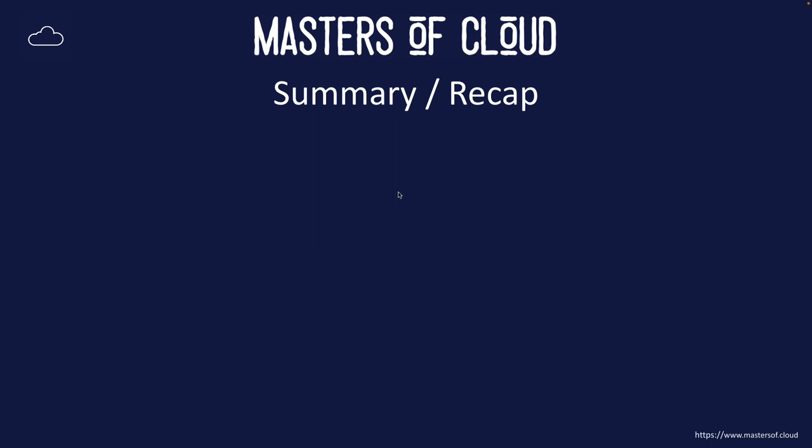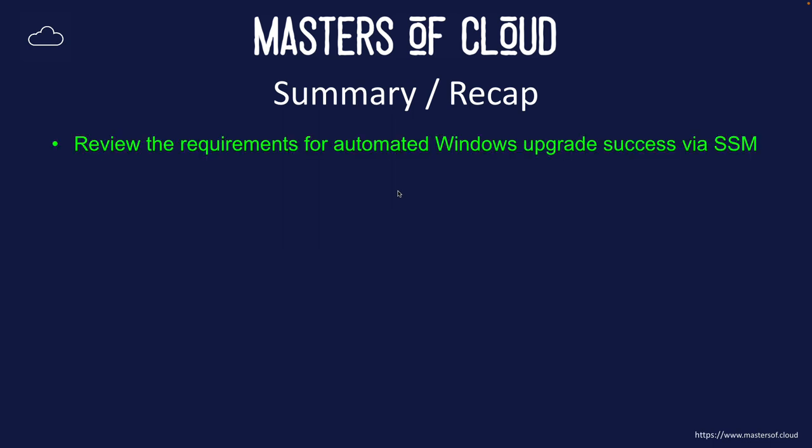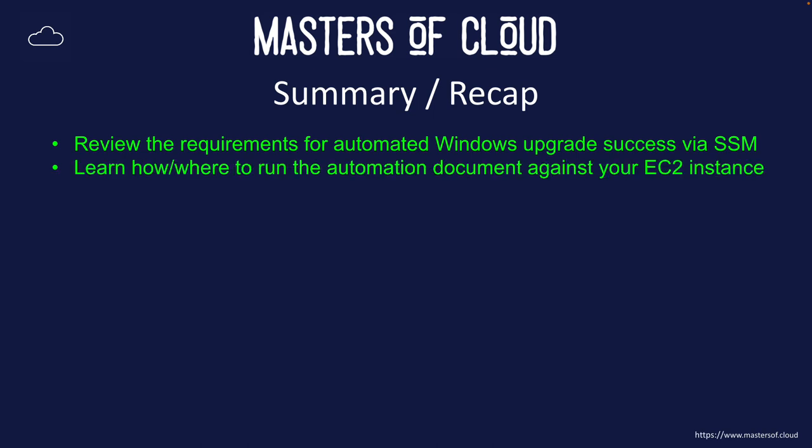So as you've seen in the last video or series of steps that we've gone through today, we've reviewed the requirements for automated Windows upgrades via SSM. And you've seen where you can go and run that automation document against your existing EC2 instances.